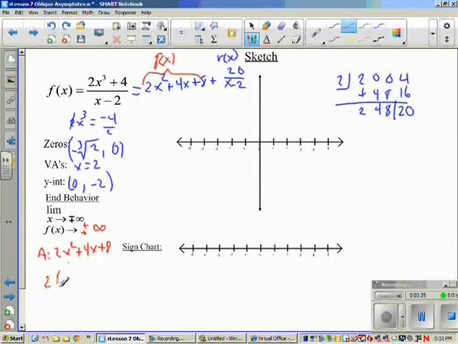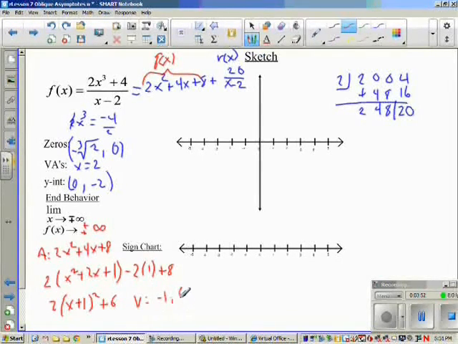I'm going to factor out the 2, leaves me with x squared plus 2x. And then half of 2 is 1, so I'll do plus 1 and minus 2 times 1 plus 8. This turns into a nice perfect square of x plus 1 squared plus 6. So my vertex will be negative 1, 6. All right. Now I can take some more information on the sign chart, and then I'll be ready to graph.